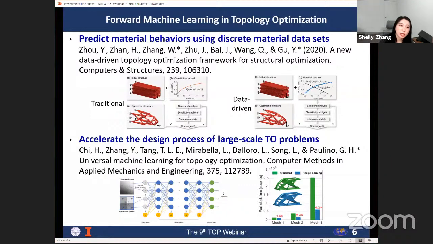In the second work, the deep neural network is trained to directly map the design variables to sensitivities in order to accelerate the large-scale topology optimization problems.